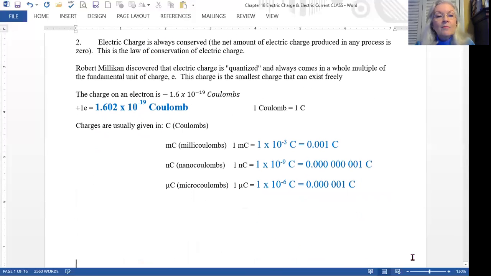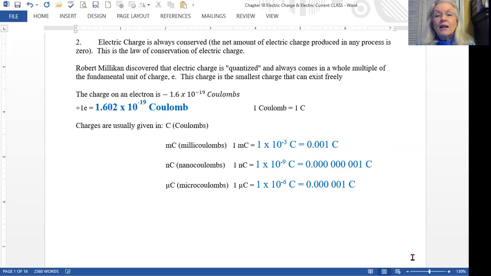So, like I said, Millikan said that charges were quantized. They come in a fundamental unit. The fundamental unit is the charge on the electron, and for the electron it is a negative charge, so it's negative 1.6 times 10 to the negative 19th coulombs. The unit we measure charge in is the coulomb.